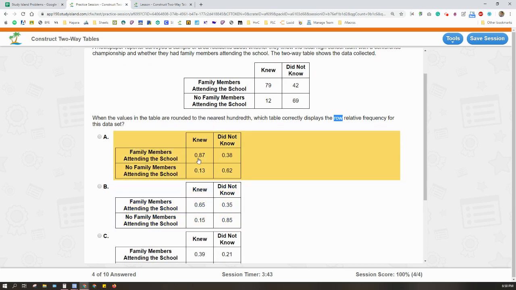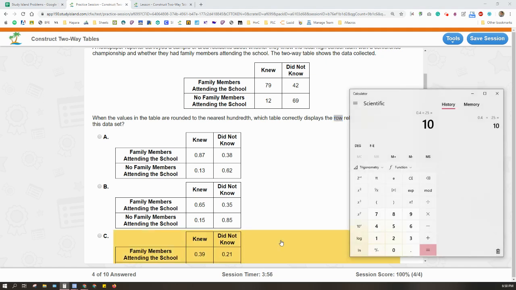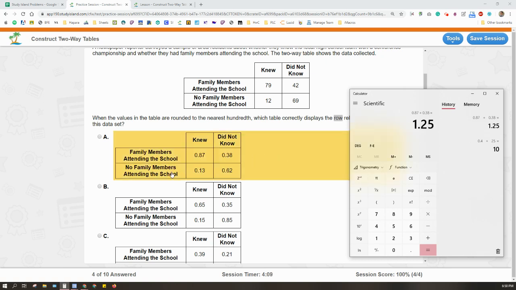So table A, does 0.87 plus 0.38 add up to 100%? No, it does not. So A is not an answer. If you can't do that and see it in your head, you can always plug it into a calculator. 0.87 plus 0.38 equals 1.25. That would be 125%, 1.25. That is too much. I don't even need to check the next row. I know that this table is not the answer we're looking for. Plus, the second row, the no family members attending the school row, also doesn't add up to 100%. So A is not the answer.